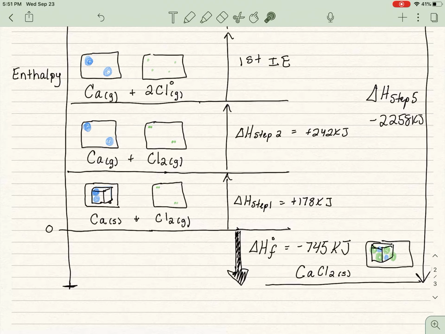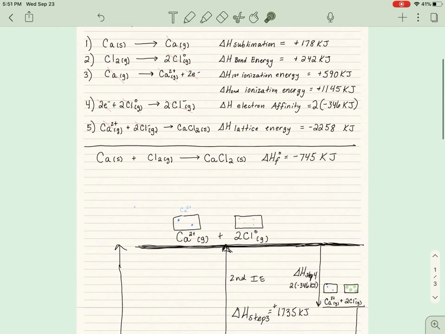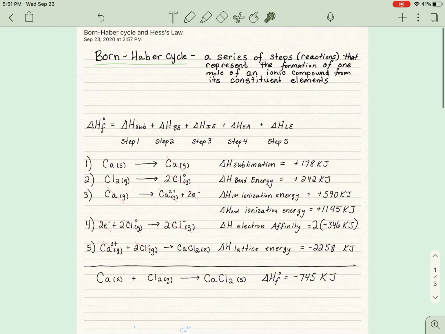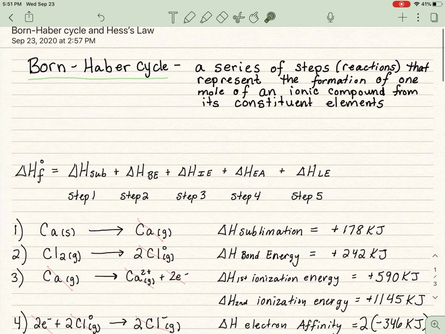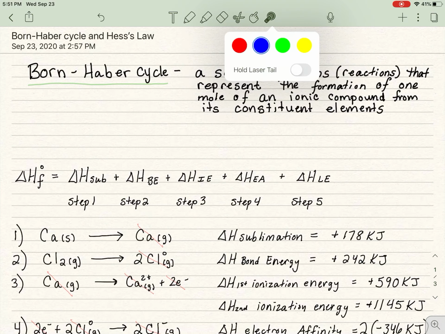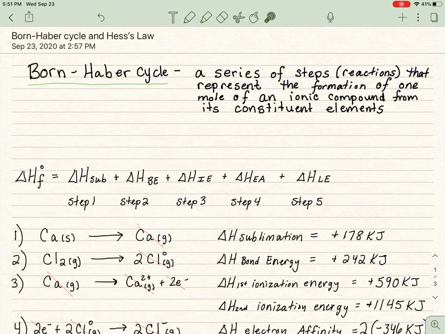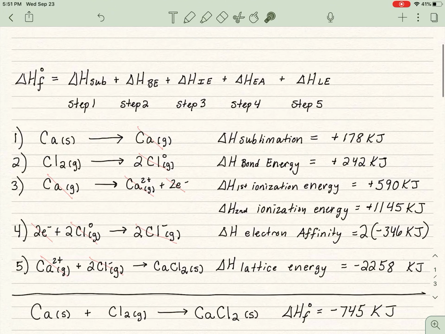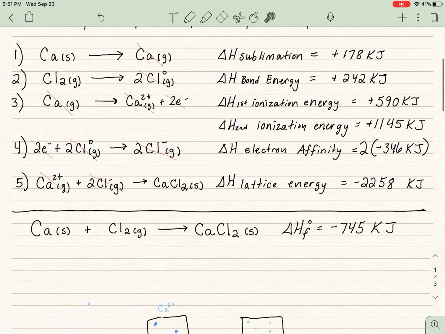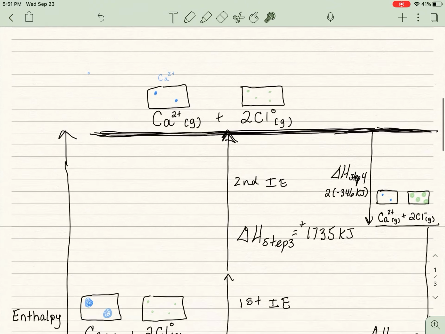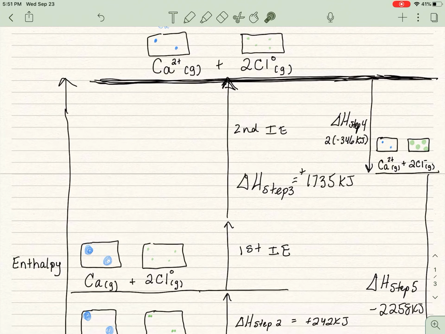All right, chemists, I hope this video helped you. I know it had a lot in there, but again, the whole point was to show how the Haber cycle is nothing more than a Hess's law for ionic compounds. You have 5 steps involved. You can prove Hess's law from it, maybe even find a missing lattice energy. Then this would be what's called the energetic pathway for that.